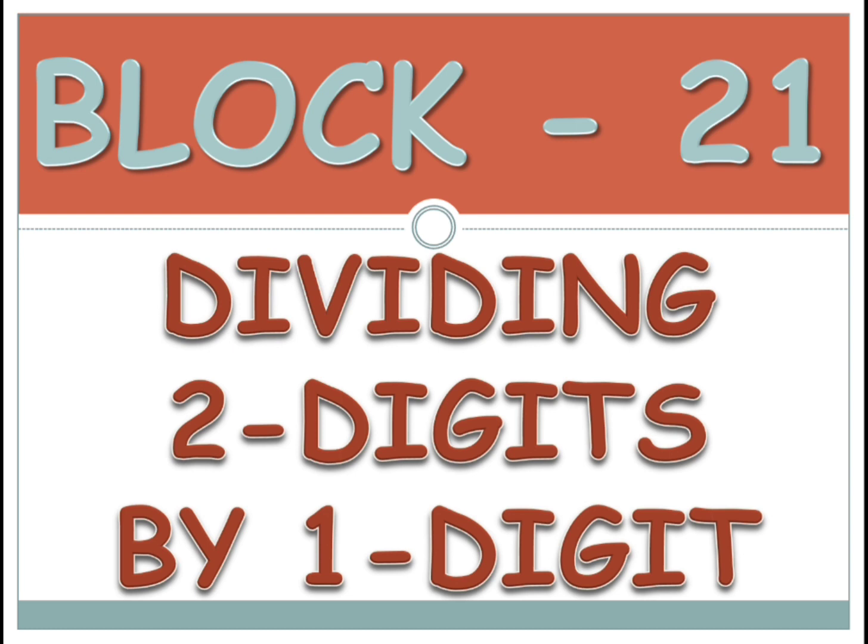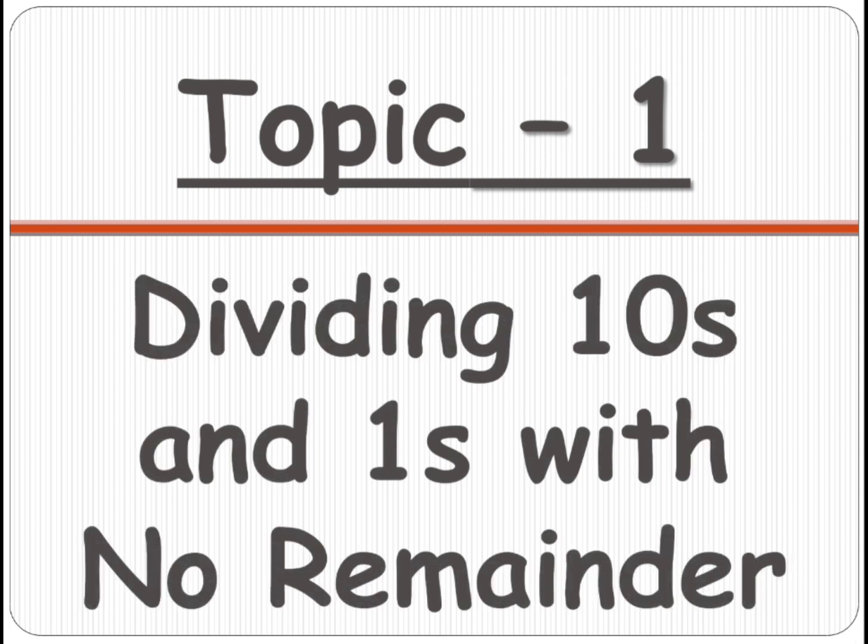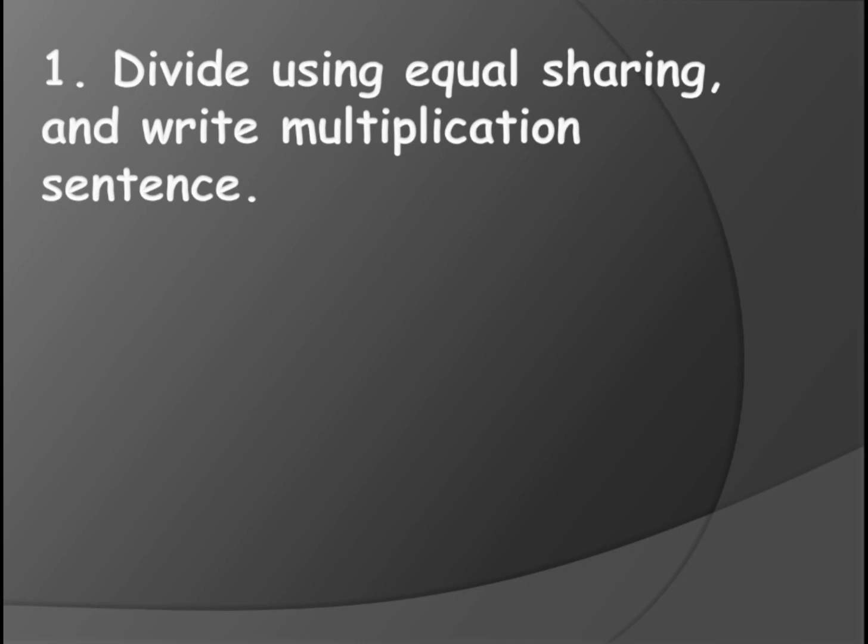With two digits we will be dividing with one digit. Our first topic is dividing tens and ones with no remainder. That means remainder will be equal to 0. I'll tell you what is remainder, what is dividend, divisor, everything today. So first let's see the sum. Divide using equal sharing and write multiplication sentence. We have already learned how to write the multiplication sentence previously, isn't it, children? So now let's learn how to divide equally using the actual division method, long division method, we'll say.